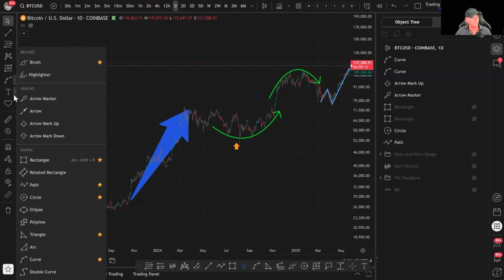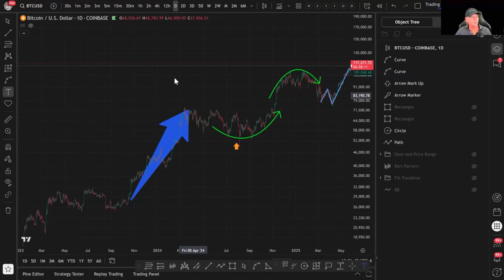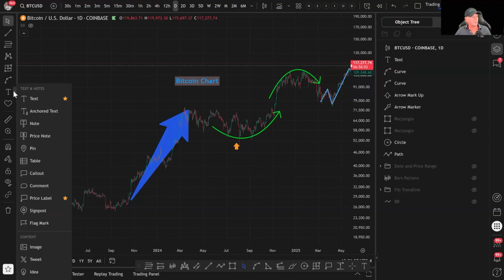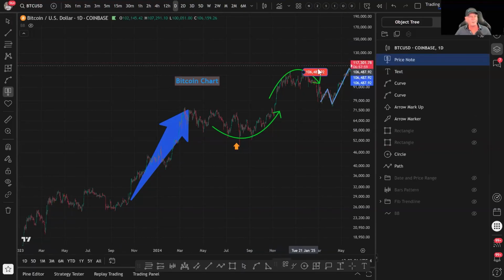Going down to curve, double curve, I want to talk about text. So I've got the text feature, so you can do that and say, this is Bitcoin chart. There you go. That's pretty simple. I add that to my favorites as well. Anchor text, notes, price notes. Don't use a lot of that. You just tap on that. It'll tell you the price. You can do things like that.